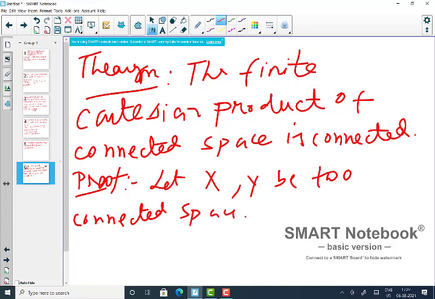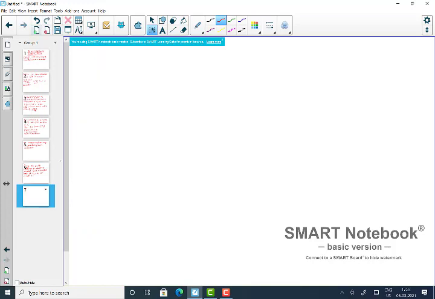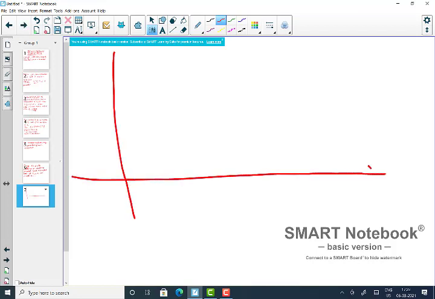Okay, so then how does X cross Y look? Let me just draw a picture. Suppose this is my x-axis, this is the y-axis, and I need to prove that the whole plane, the xy plane, is connected. If X is connected and Y is connected, then the plane is connected. That is the meaning of the Cartesian product.